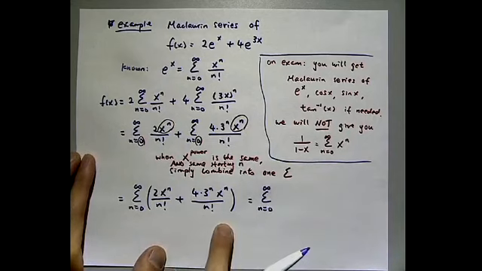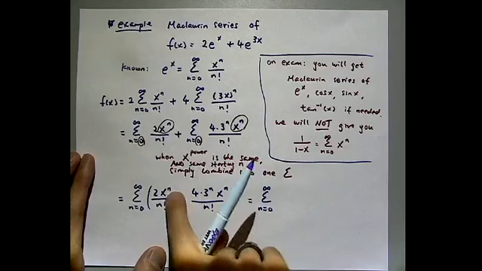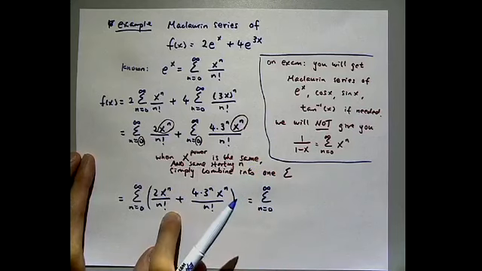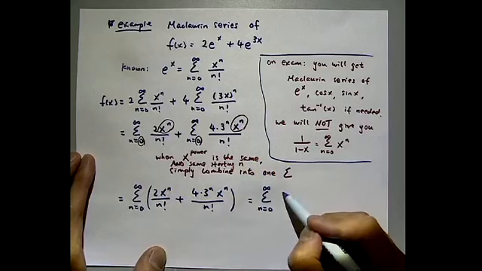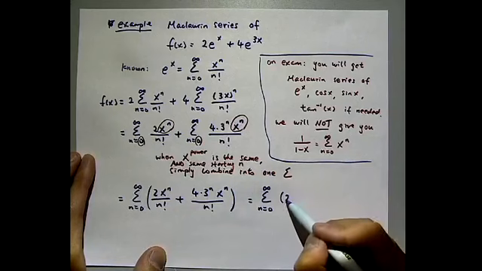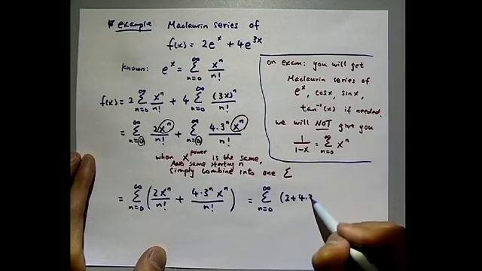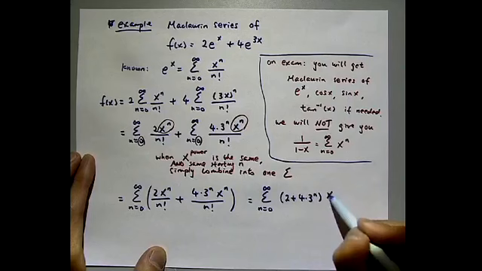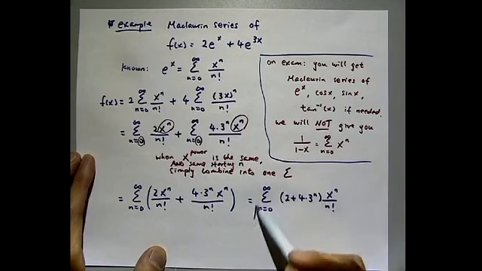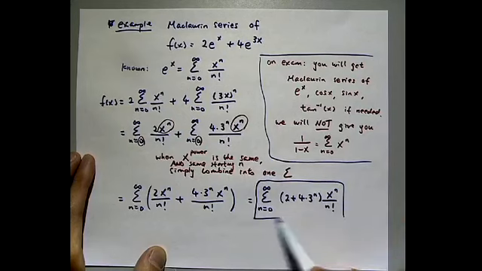And then look at this. We see a common factor of x to the n over n factorial. So let's further rewrite this as 2 plus 4 times 3 to the n times x to the n over n factorial. So there we go.